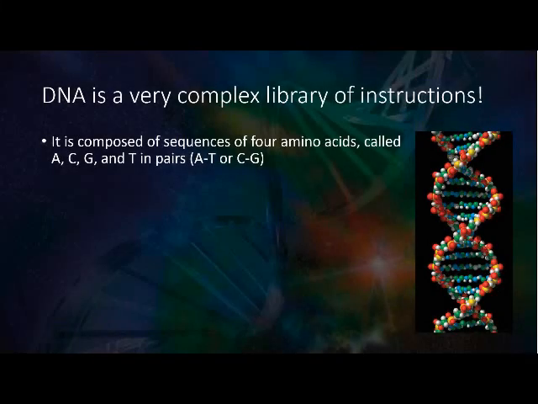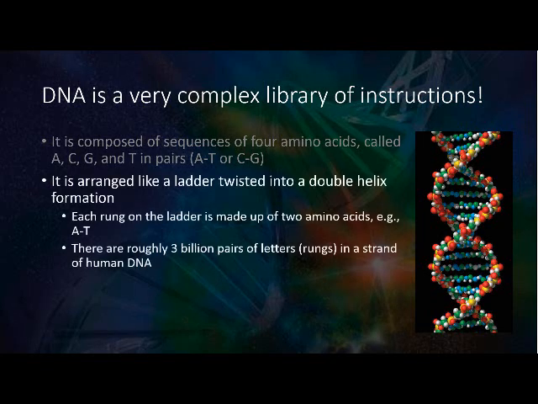DNA itself is a very complex library of instructions. It's composed of sequences of amino acids. There are 4 amino acids called A, C, G, and T, and they come in pairs, either AT or TA or CG and GC. They're arranged in a ladder. It's like a twisted ladder where the rungs of the ladder are these pairs of amino acids. And in the human body, the DNA has about 3 billion rungs, 3 billion pairs of letters strung out together.